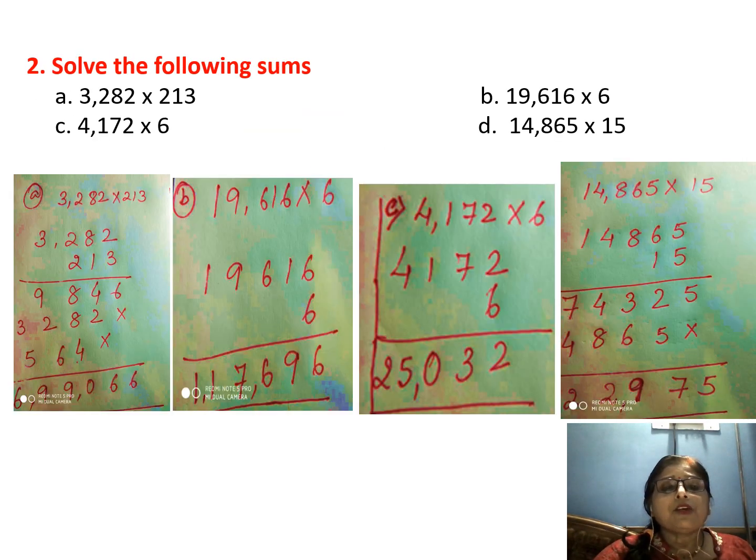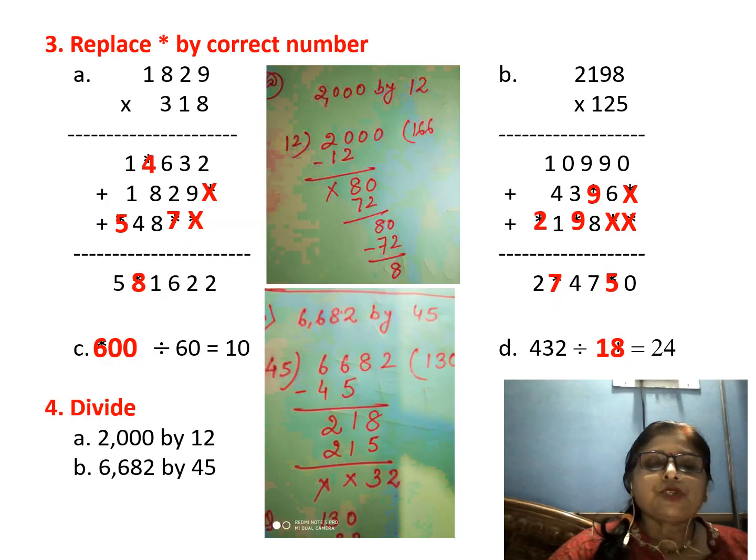Second question, solve the following sums. It means this is multiplication and you have to find out the product. A, B, C, D is given here. Multiply it and then write the product of these sums. Students, question number 3 is replace the asterisk by the correct number. So easy, you only recall the multiplication table and fill it up.